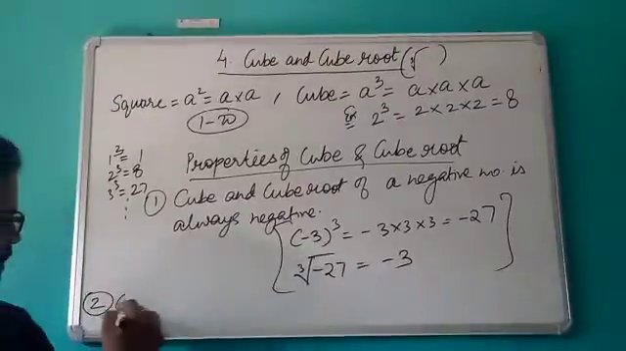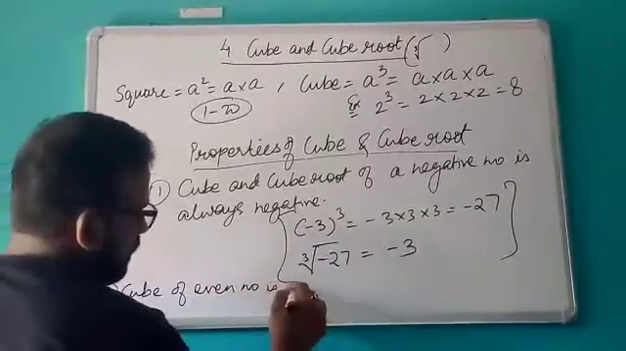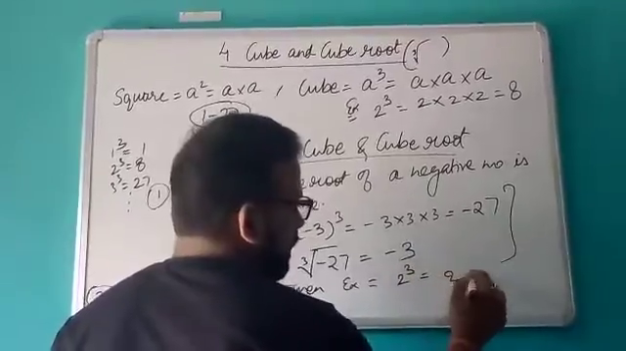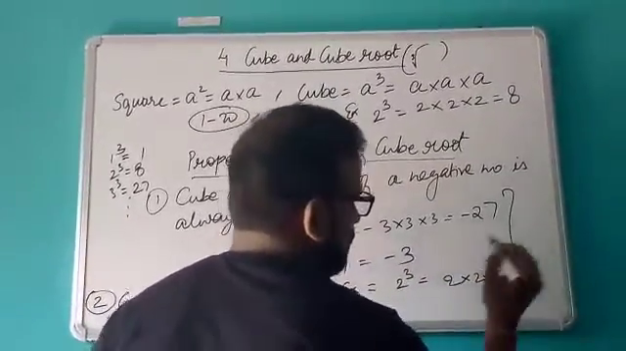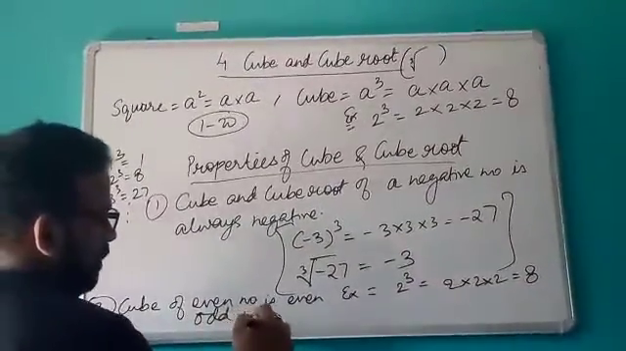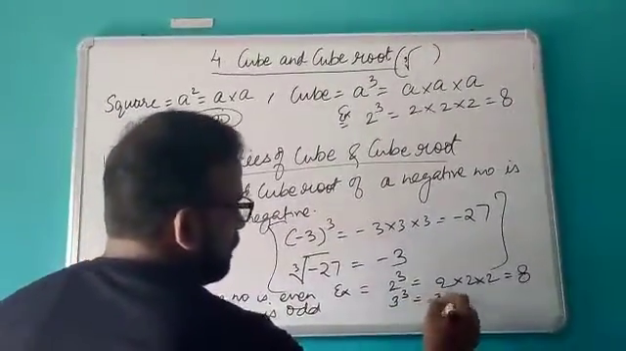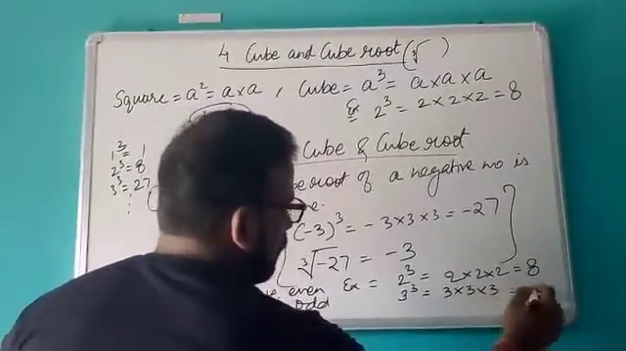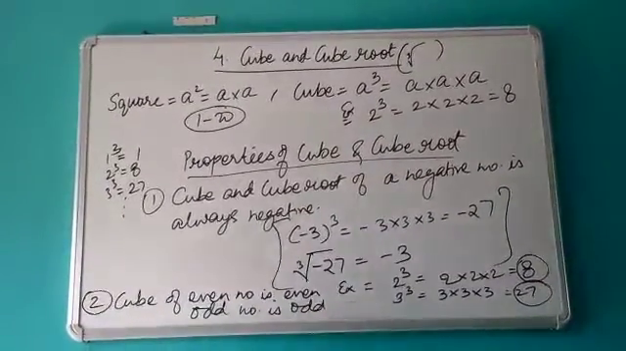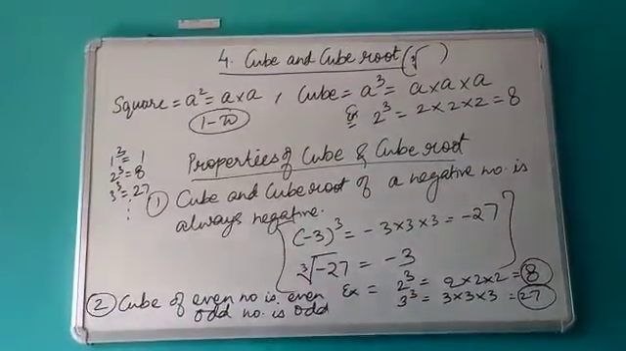Then the second property: cube of an even number is even. For example, if you calculate 2 cube, it will be 2 into 2 into 2, that is 8. So cube of an even number is always even, and cube of an odd number is always odd. For example, 3 cube is 3 into 3 into 3, that is 27. So whenever you cube an even number, you will always get an even number, and whenever you cube an odd number, you will always get an odd number.